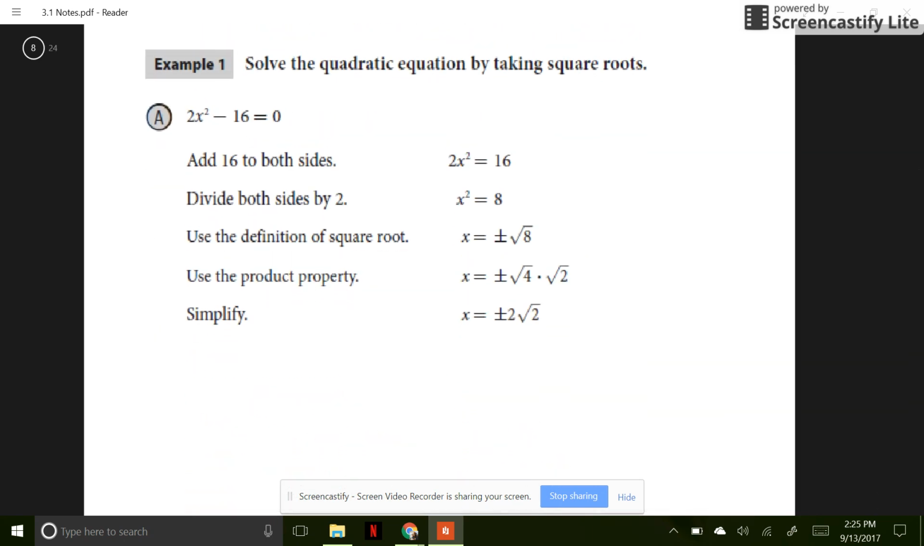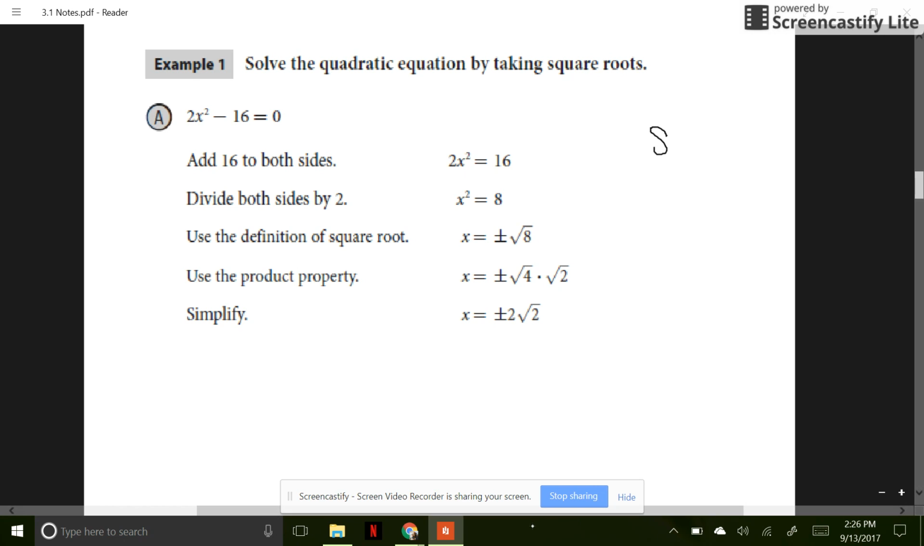If we want to start solving some of these quadratics by taking square roots, the first thing we do is isolate our x squared term. So we subtract the 16, divide by 2. You'll find that x squared equals 8. When we break that down, we get plus or minus root 8.